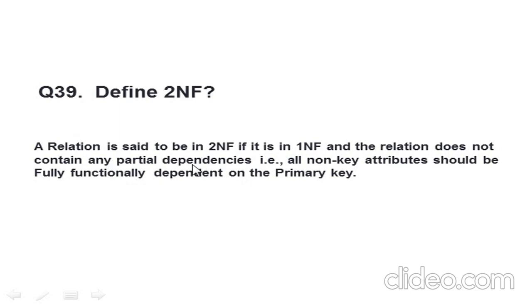So what do you mean by partial dependencies? It means all non-key attributes should be fully functionally dependent on the primary key. So what is a key attribute and what is a non-key attribute? A key attribute is an attribute which is part of the primary key, and an attribute which is not part of the primary key is called a non-key attribute. So partial dependency should not be there in the table. That is what second normal form is telling.